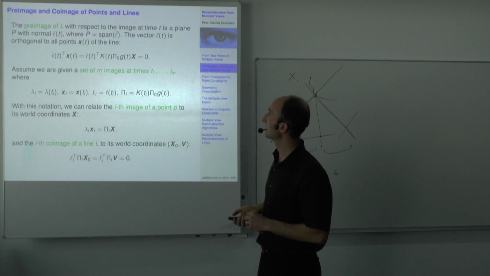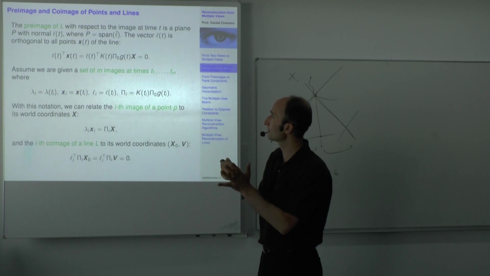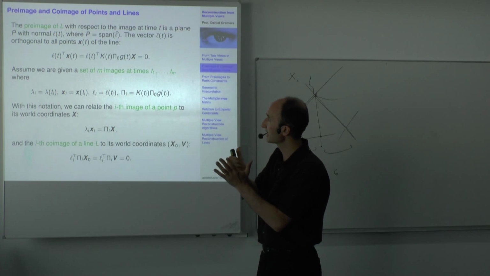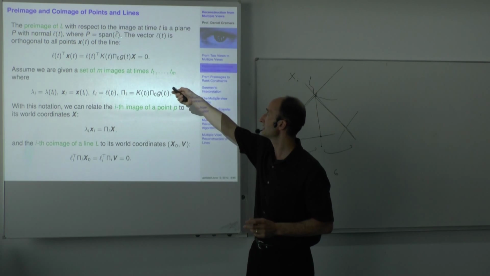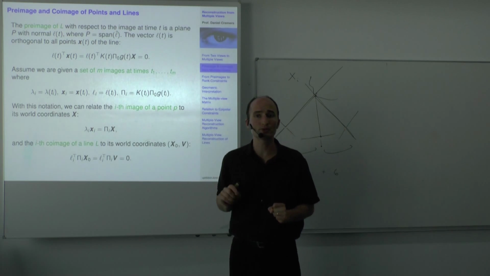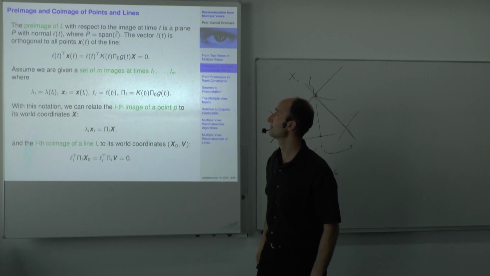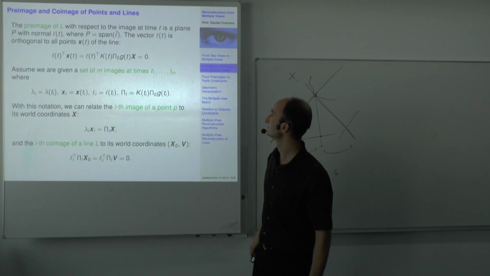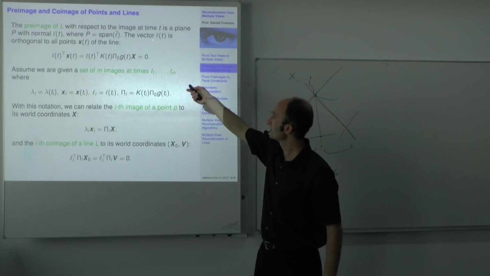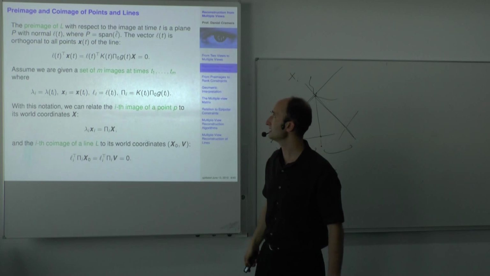And now I consider pre-images. We said the pre-image of the line is this plane P. It has a normal L of t, and since the camera moves over time, this normal vector changes over time, and P is spanned, as you remember, by L hat. L hat is this skew-symmetric matrix. It contains the vectors that span the plane, so the two vectors that are orthogonal to L. And the vector L is the normal vector on the plane. It means in particular that it is orthogonal to all points x of t of the line.